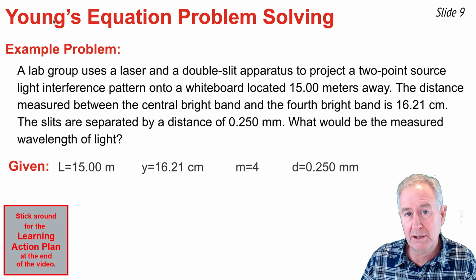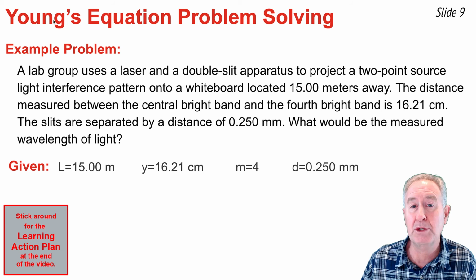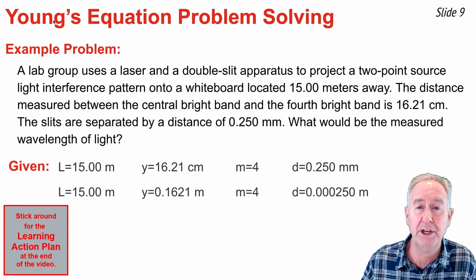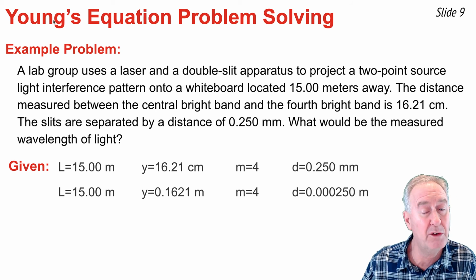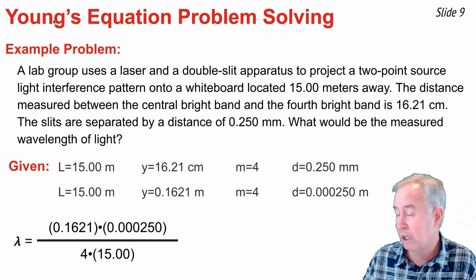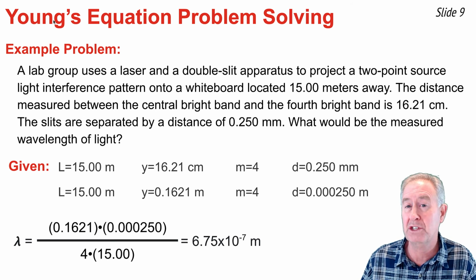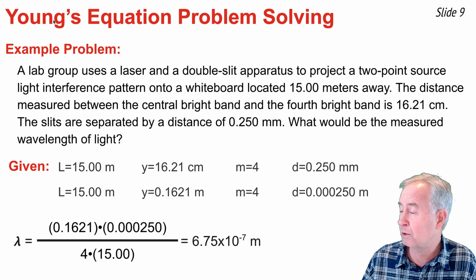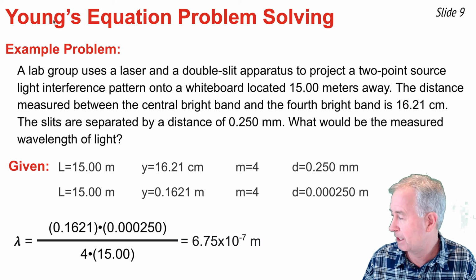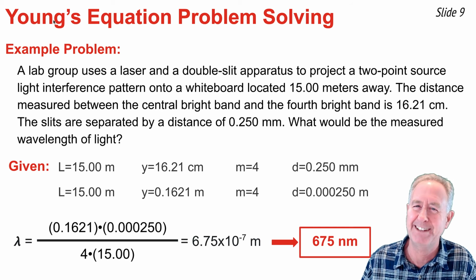Now again, you have to give attention to units, so as I recommend, you take everything and get them in the same units. Meters is a good option, so I'm going to take my centimeters and divide by 100 to get to meters. Take my millimeters and divide by 1,000 to get to meters. Now I have everything in units of meters. I take these values and I plug them into Young's equation. I chug out the answer. The answer is in units of meters, since that's how I substituted everything in. To get units of nanometers, I take my 6.75 times 10 to the negative 7th meters, and I multiply by 10 to the 9th, and I get 675 nanometers.